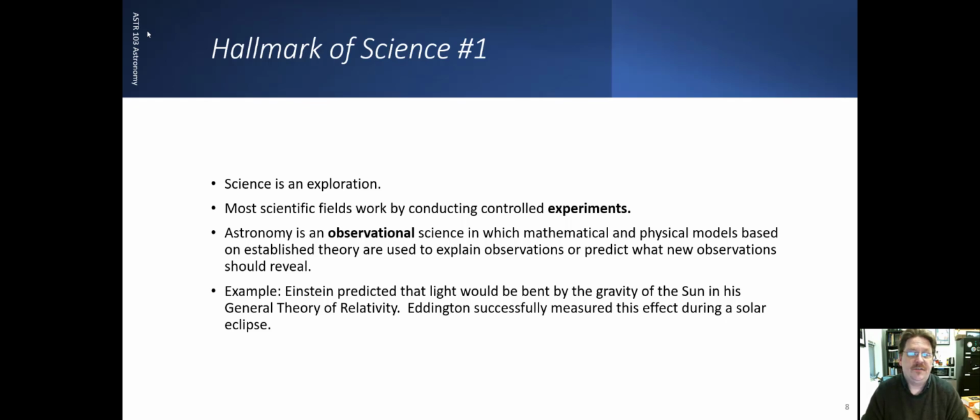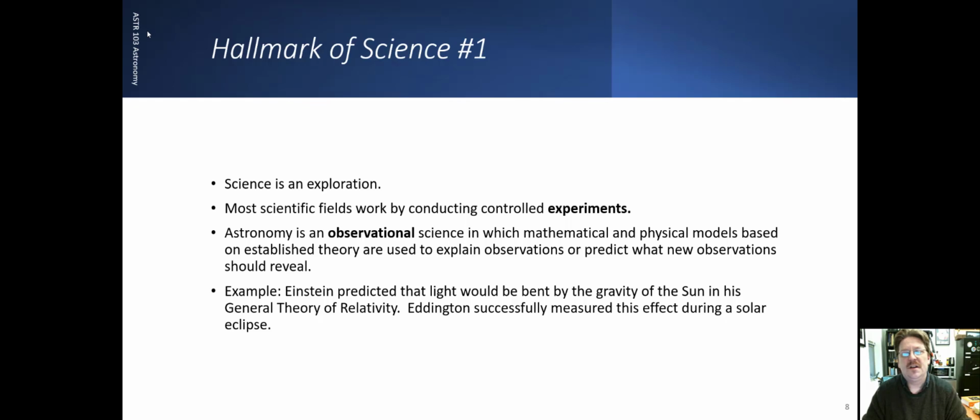Now, in most scientific fields, these explorations are conducted through controlled experiments, where you are looking at a set of variables and you control what those variables are. You set those variables to be a certain value, and then see how another variable is affected by the experiment itself. Chemistry is a great example of this. Physics is also a great example of this.